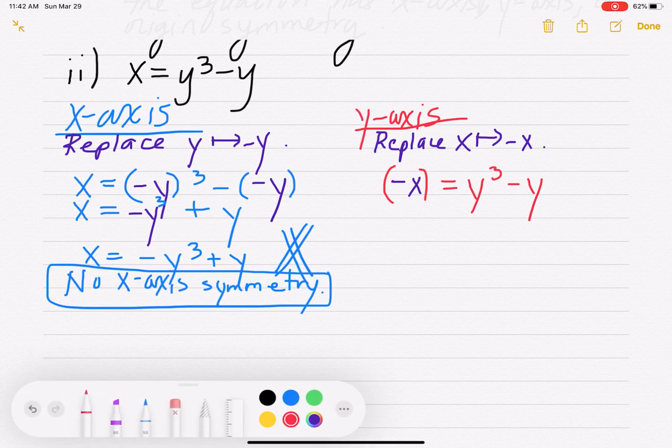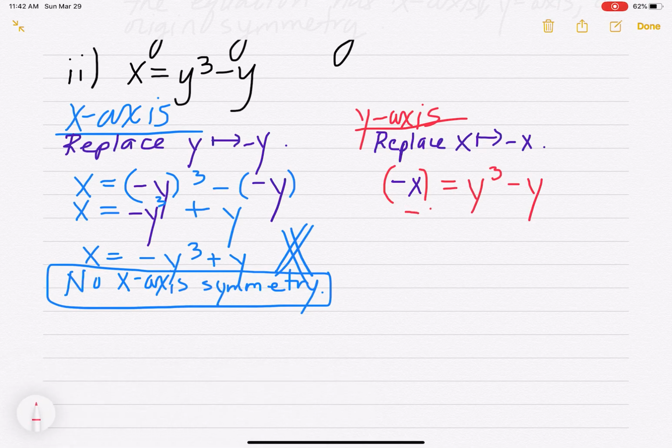So when you simplify that, you literally just have negative x equals y cubed minus y. Is that the same as the original equation, x equals y cubed minus y? No, it's completely different. You have a negative on the left side in this new equation. In the original equation, you had a positive on the left side. So this is a no y-axis symmetry.